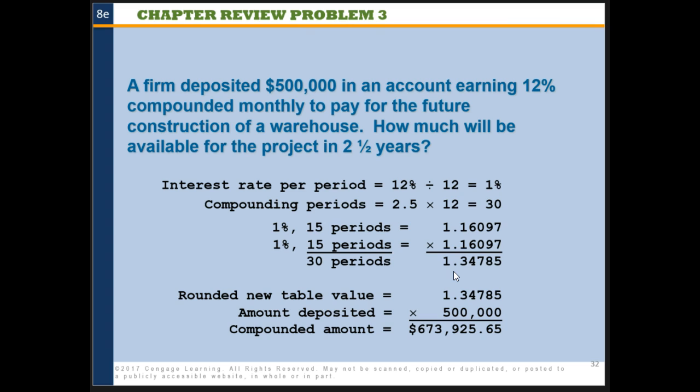So a firm deposited $500,000 in an account earning 12% compounded monthly to pay for the future construction of a warehouse. How much will be available for the project in 2.5 years? So it's compounded monthly. We did 12% divided by 12 is 1%. The compounding periods is 2.5 times 12, which is 30. So we have to do the multiple calculations for the periods. We get the new table value of 1.34785 times 500,000. So in 2.5 years, they will have $673,925.65.